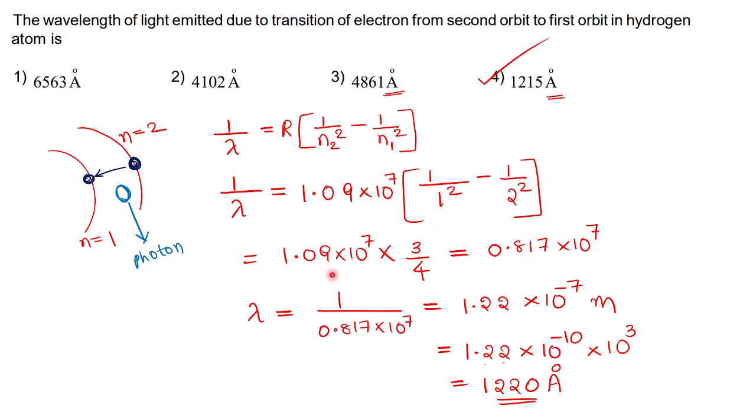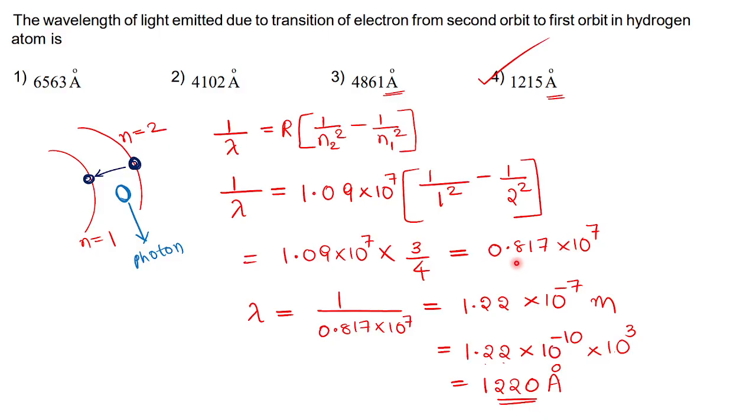So 1.09 into 10 raised to 7 into 1 minus 1 by 4. 1 minus 1 by 4 is 3 by 4. So 1.09 into 3 by 4, that multiplication and division I don't want to discuss. You will get 0.817 into 10 raised to 7.